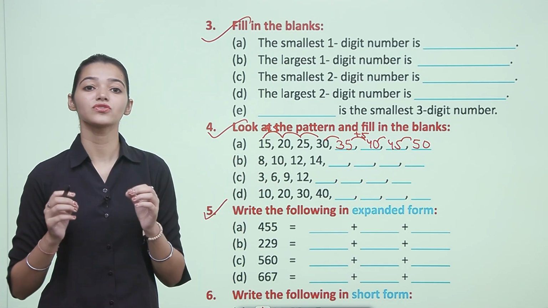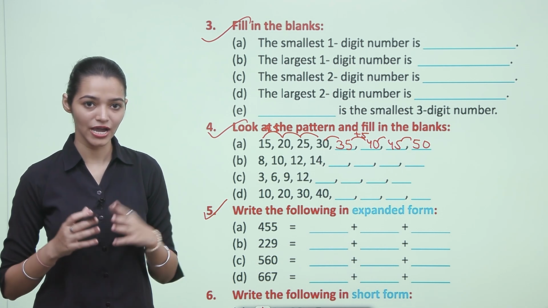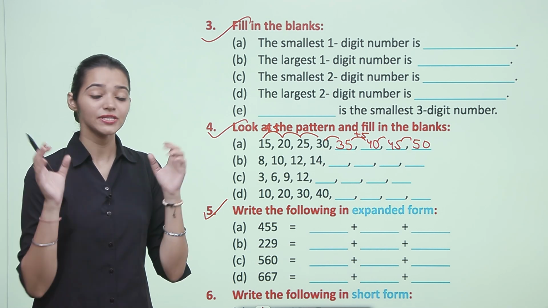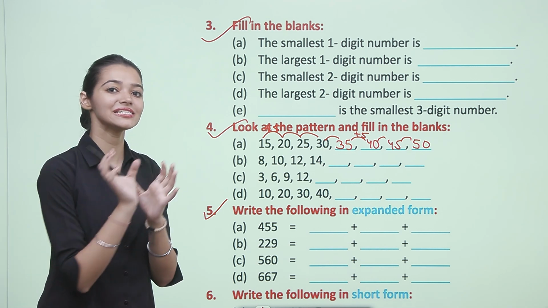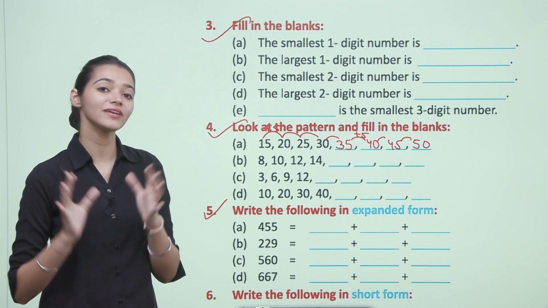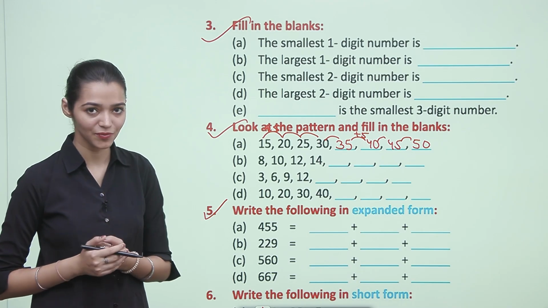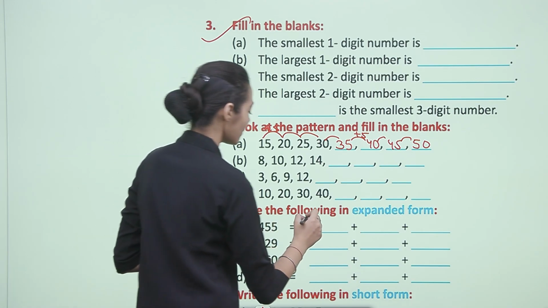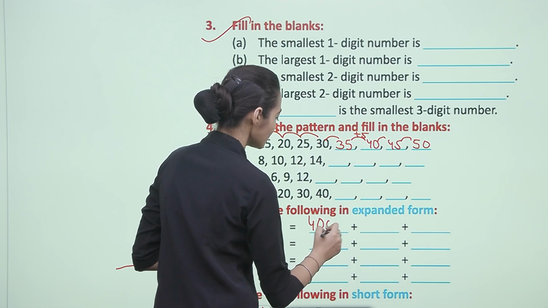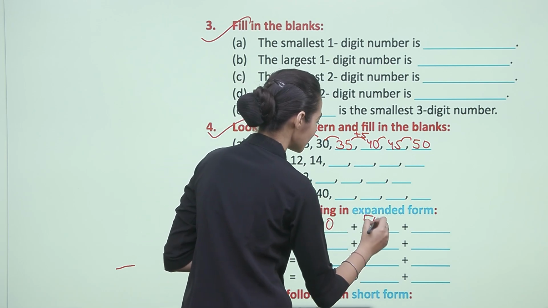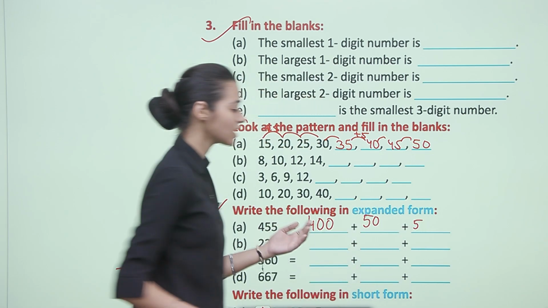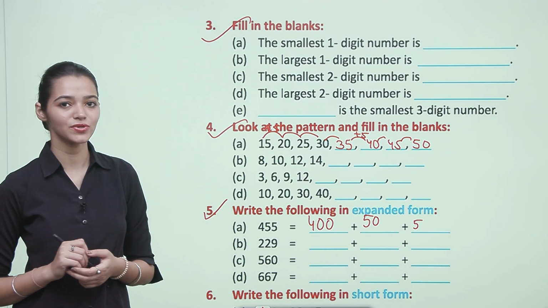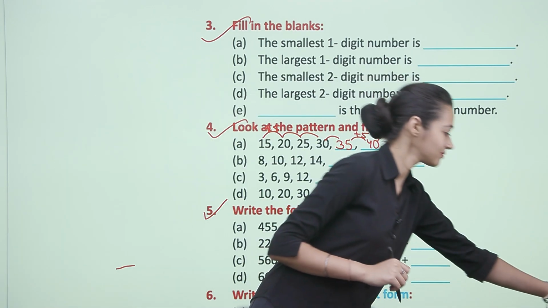In the next one, we have to write the following in expanded form. We have to write it in expanded form. That means we have to write it in ones, tens and 100 columns, and then when we add them, we will get the exact same number. So it will be very good 400 plus 50 plus 5. That's how we have to expand the remaining numbers by ourselves.